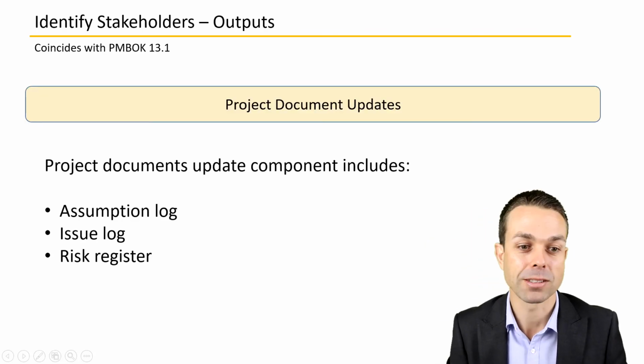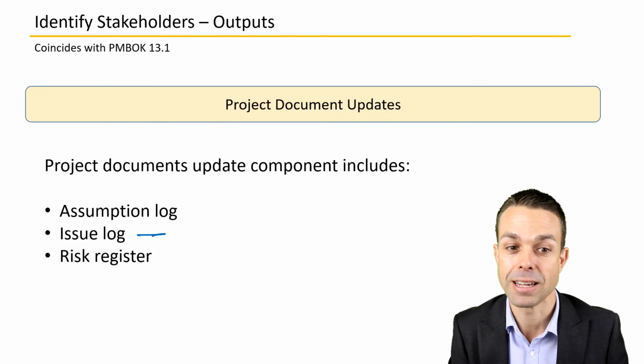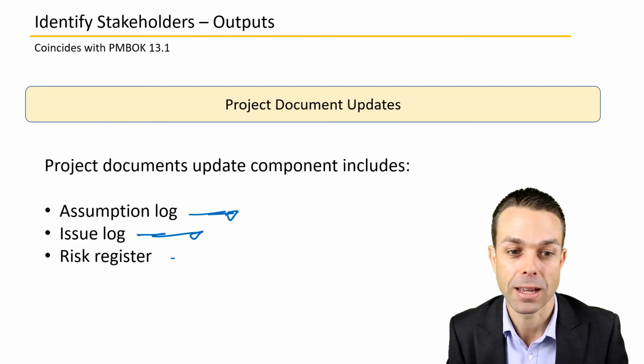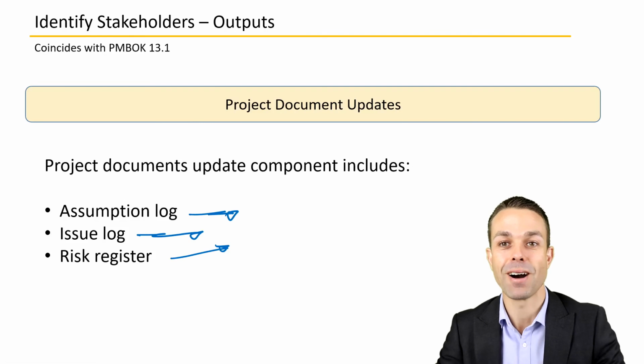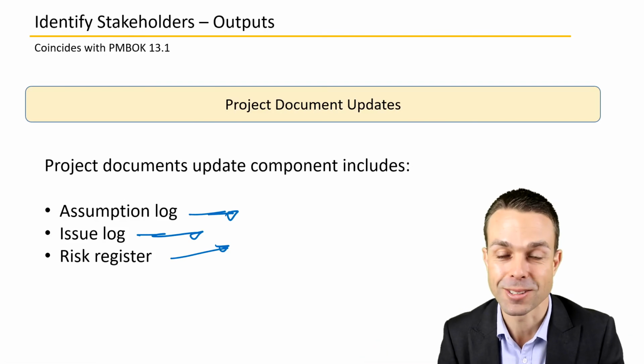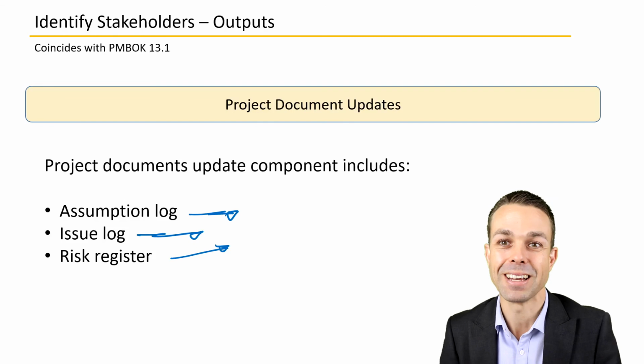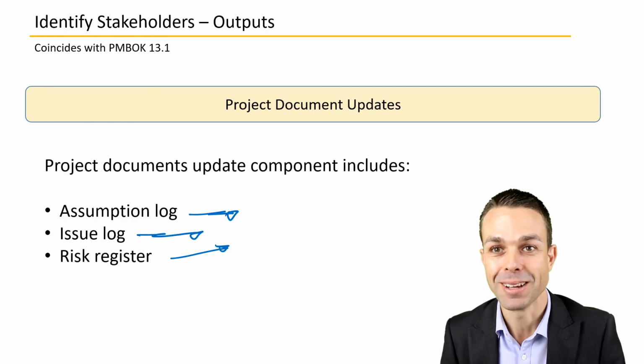Project documents updates, of course, then will be things like any issues that are raised, assumptions that we've made, and risks that we find along the way. And those are all the details that we'll find in identifying the stakeholders initially and ongoing as part of our project for the project management body of knowledge.